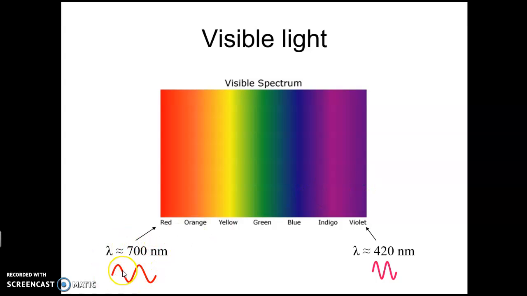So red light has a wavelength of about 700 nanometers. A nanometer is a billionth of a meter, so very small. Violet light has 420 nanometers. It's a shorter wavelength. So our eyes, our brain perceives that as different colours.